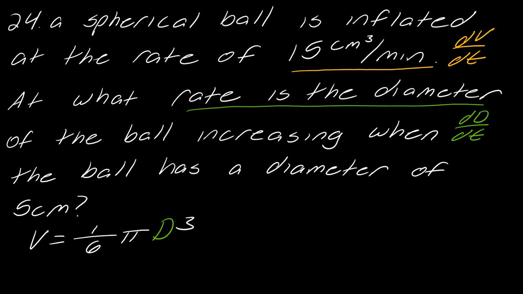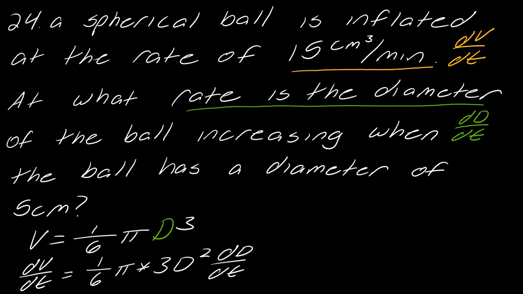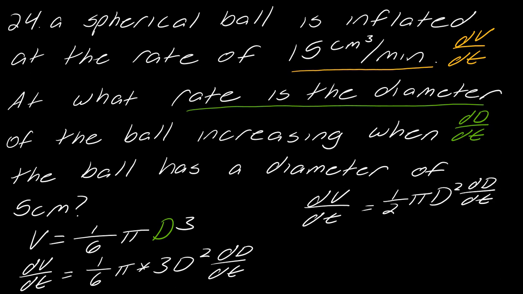Now what this means is I need to take a derivative, right? Because that's the only way I can bring rates into this. And I need to take all of my derivatives implicitly. So this will be dV/dt equals 1 over 6 pi times 3D squared dD/dt. Okay, so I need to simplify this. So this becomes dV/dt equals 1/2 pi D squared dD/dt. And now I have all the info that I need to finish this.